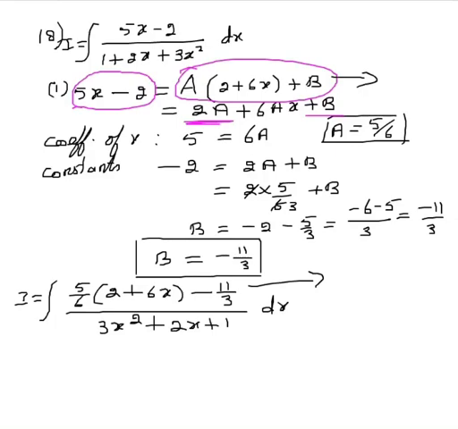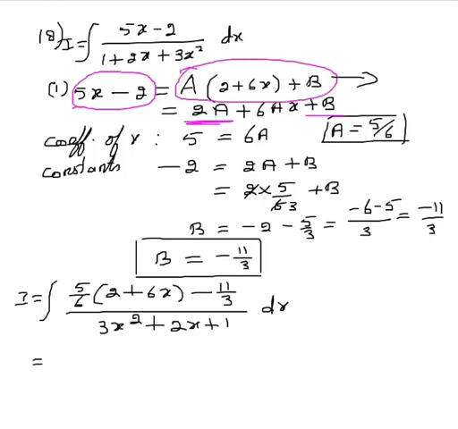If you open the brackets and simplify the numerator, we get back the original expression. See, I will show. 5 by 6 into 2 is 5 by 3, plus 5 by 6 into 6x is 5x, and minus 11 by 3. So 5x, take LCM, 3 is the LCM. We get 5 minus 11, which is minus 6, which gives you 2. We get the expression 5x minus 2, which is the given expression in the numerator. Okay, we substituted the values of a and b.